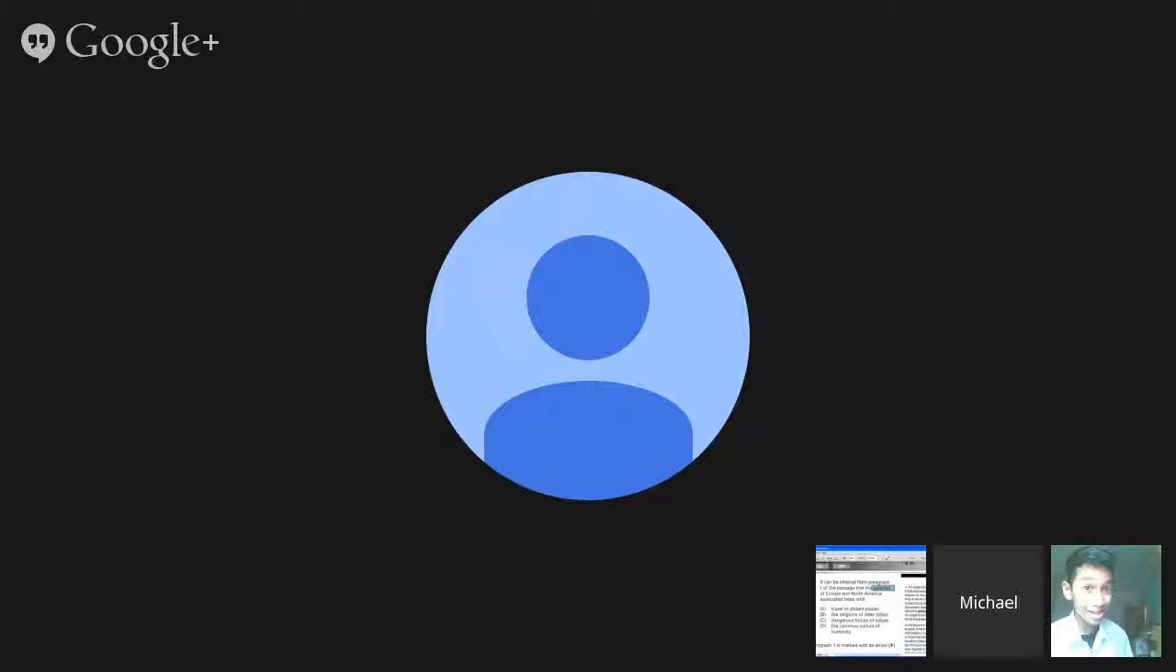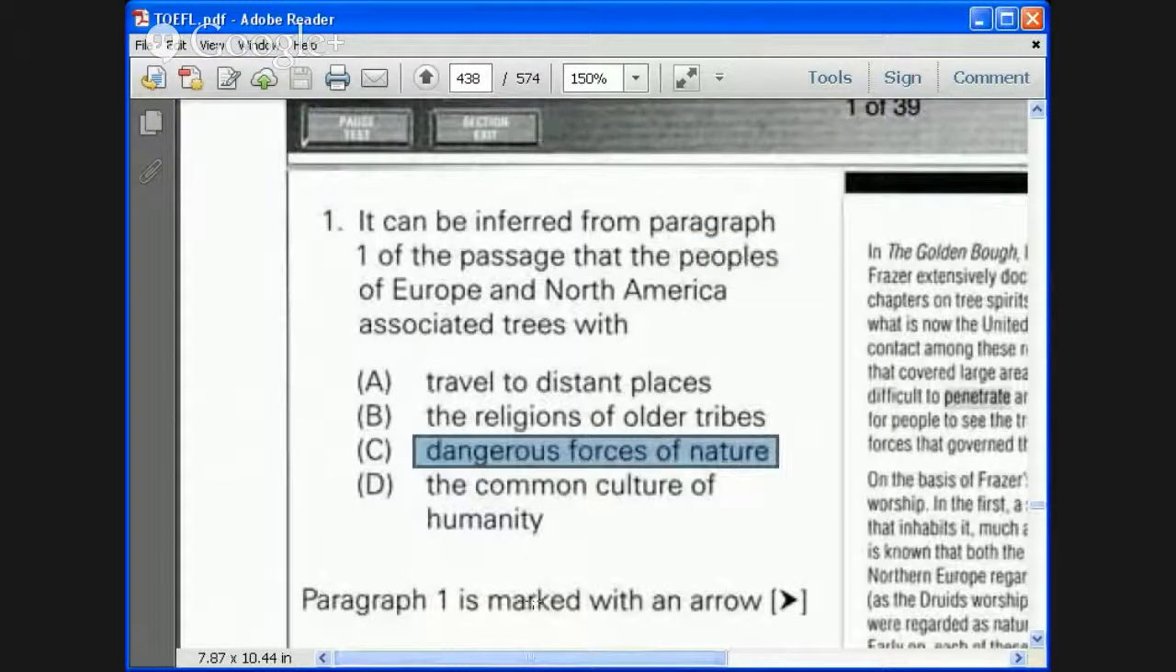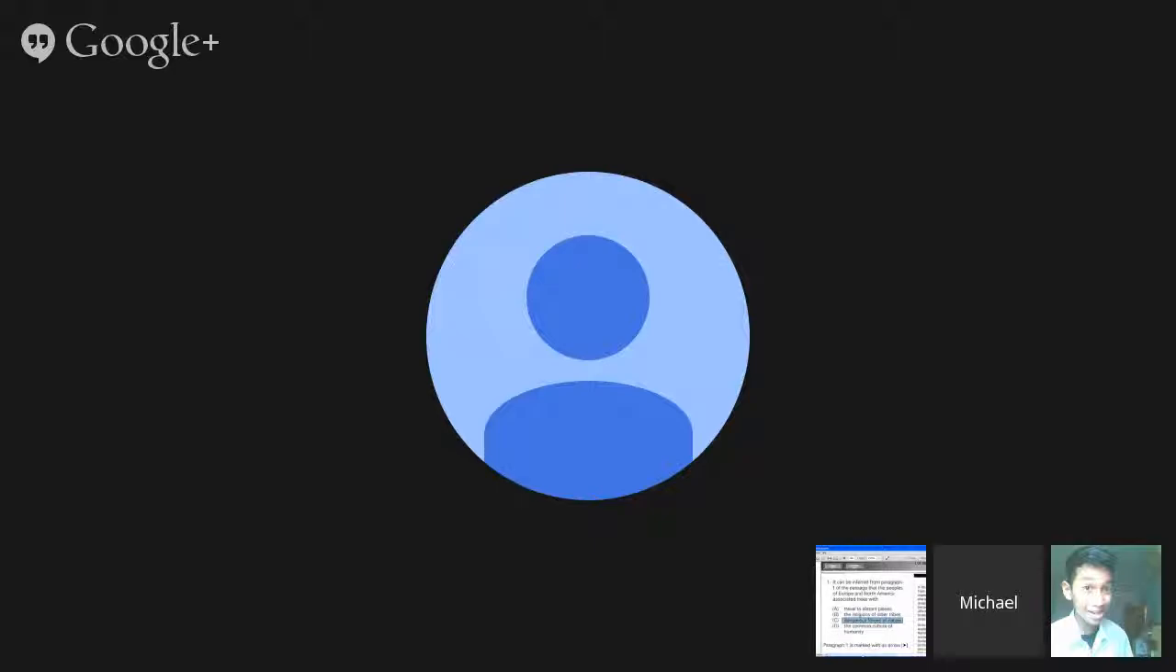Okay, America associated trees with travel to distant places, the religion of older tribes, dangerous forces of nature, the common culture of humanity. So I get read from the beginning, from C, dangerous forces of nature. I don't like that. What? You don't like dangerous forces of nature? Yeah. Who does?